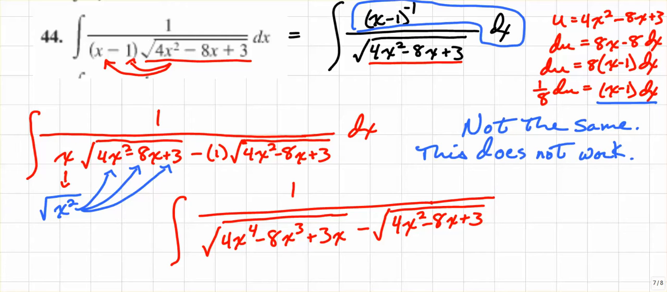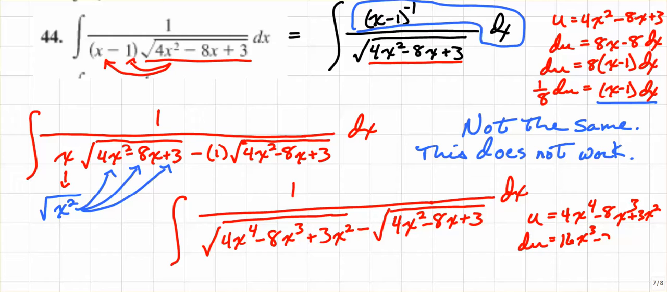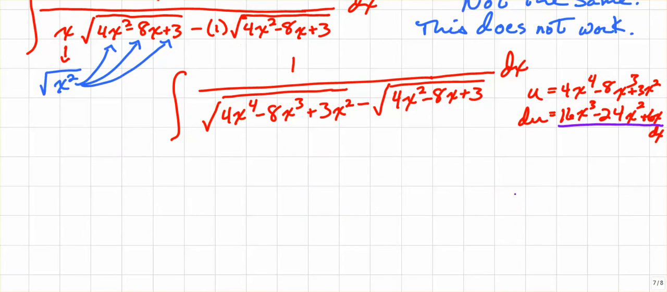Okay, I could try a u substitution, and we could simply say that u is equal to 4x to the 4th minus 8x cubed plus 3x squared. Therefore du will be equal to 16x cubed minus 24x squared plus 6x, and I can already see my dilemma. I do not have the 16x cubed minus 24x squared plus 6x anywhere in my integration, so this also is a dead end.